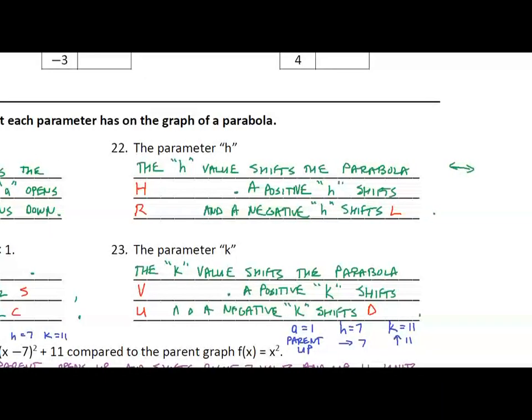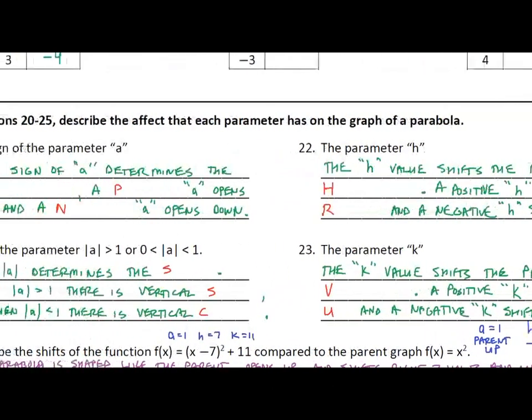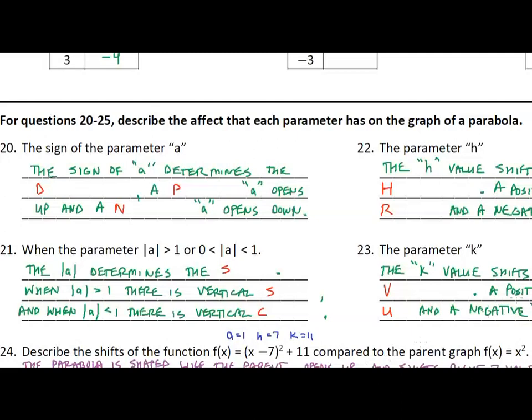Number 23. What does the parameter k do? The k value shifts the parabola vertically. So in this case, the k value is going to move your parabola up and down vertically. A positive k shifts up, and a negative k shifts down. All right, question number 24.